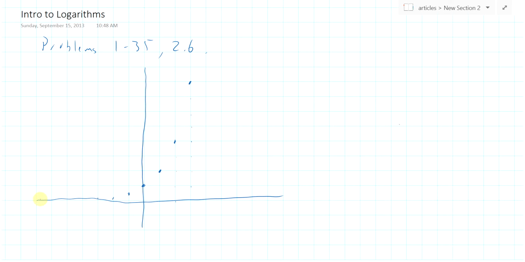And so we get our exponential, which as usual has this tail, and then it comes up through x equals 0, y equals 1, and then further up. So there's our graph of y equals 2 to the x, with our x-axis and y-axis. Great. So you can read off, if y is 4, then x is 2.